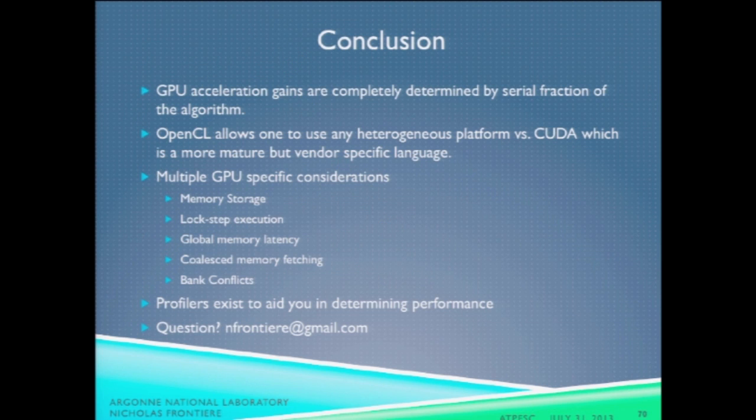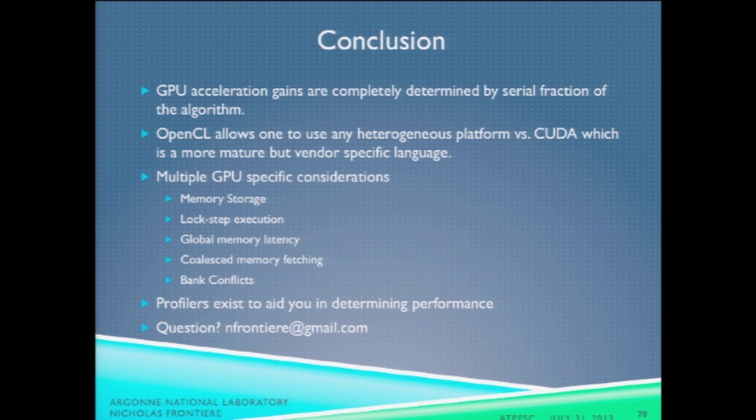So the conclusion that I'd like to pull up is that GPU accelerated gains are completely determined by the serial fraction. We forgot my Amdahl's law curve already, but all this was saying is step one, what part of your code can you break up into small pieces? And if that part is not large, don't do GPUs. That's the first thing I wanted to get by. OpenCL allows one to use any heterogeneous platform versus CUDA, which is more mature but vendor specific. Like I said, you could use this for a bunch of different platforms. You can use this to make your life a little bit easier if you know you're using NVIDIA GPUs.